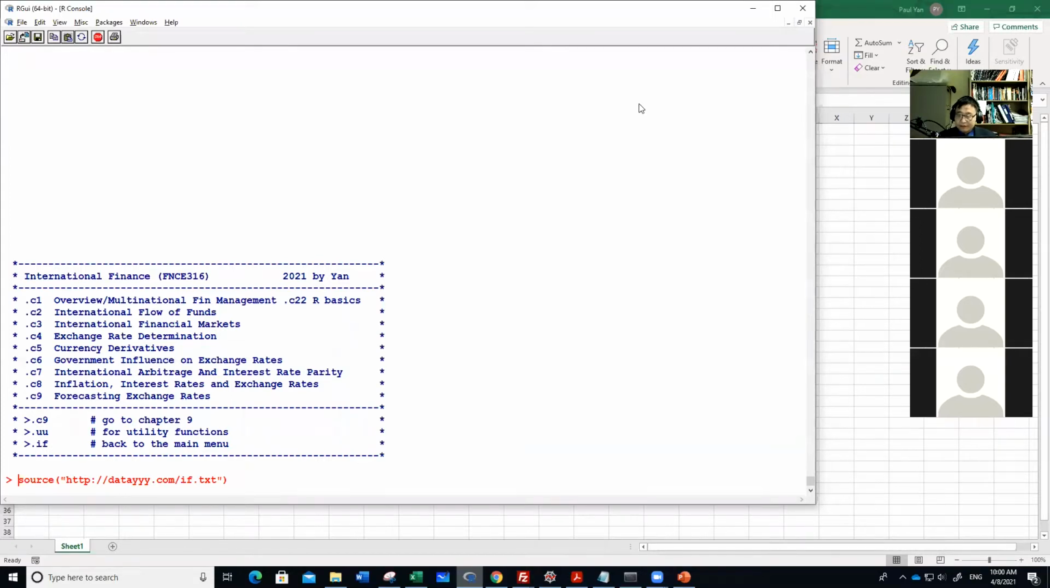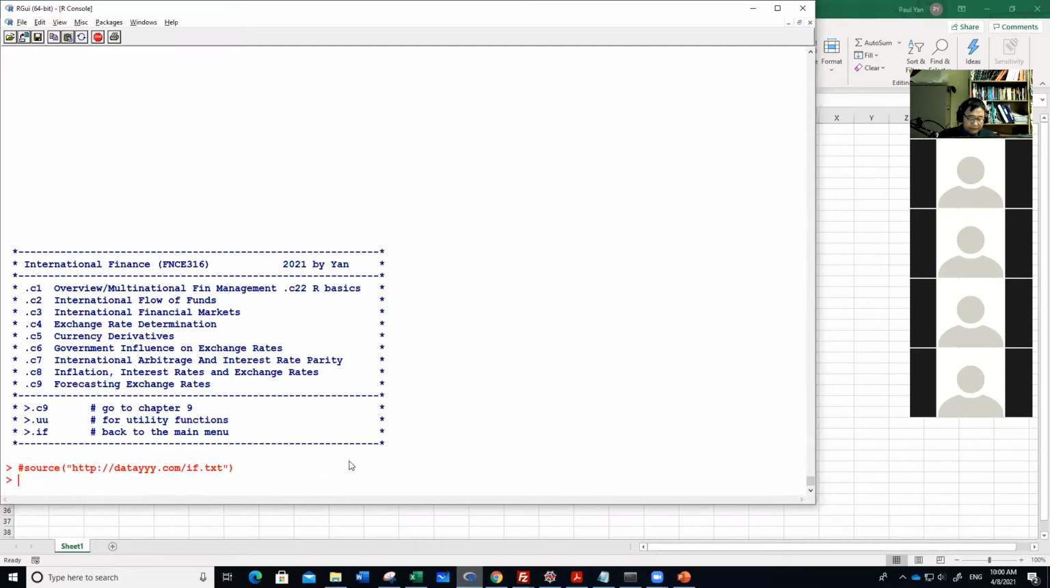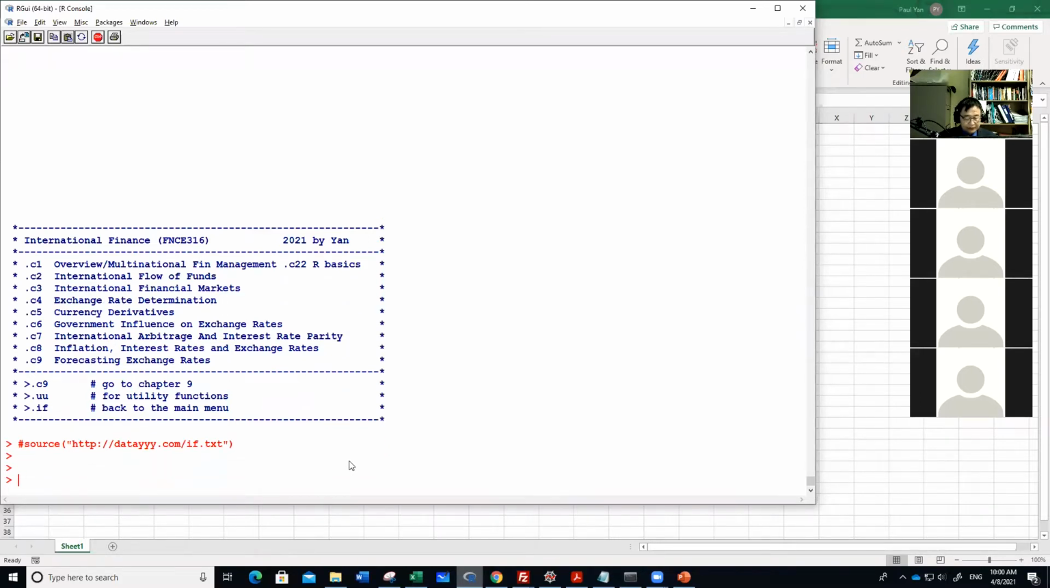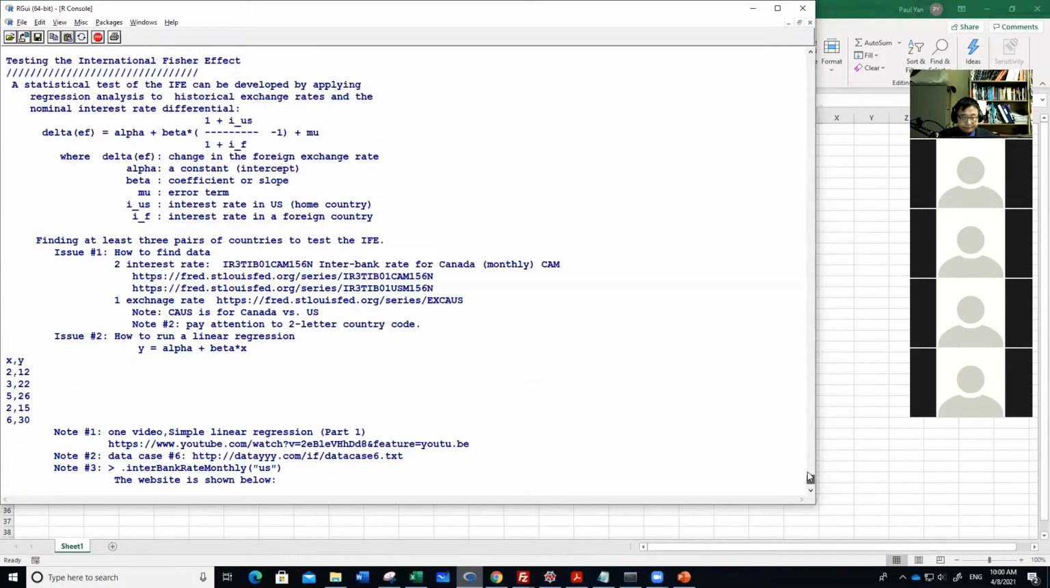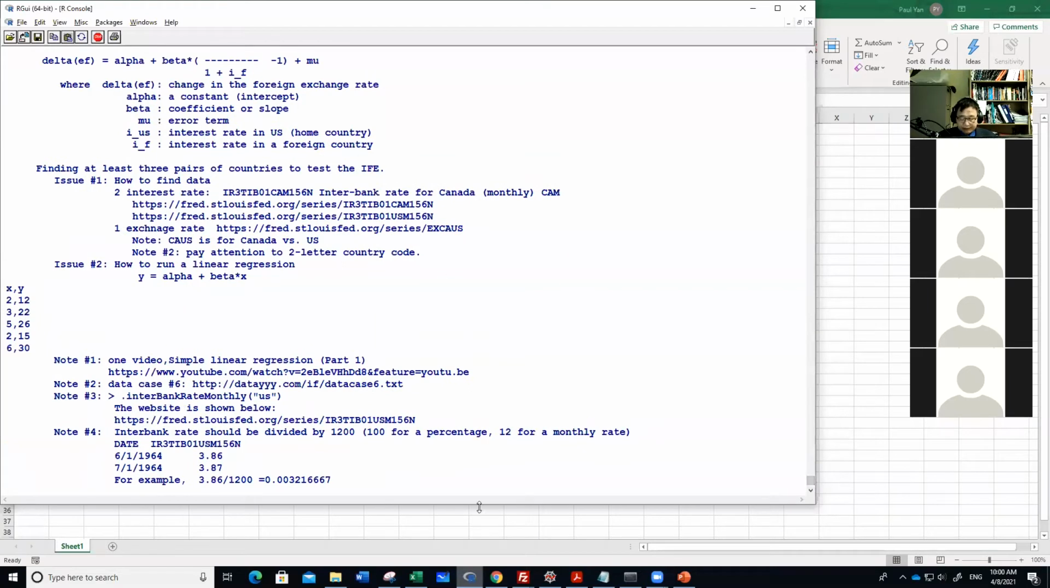Okay, the first thing is I assigned a data case number 5. I'm going to discuss the major part of this one. So you issue launch R, you issue source http data.con if.txt. After you issue this, then you type datacase5. Datacase5 is about testing the international Fisher effect.